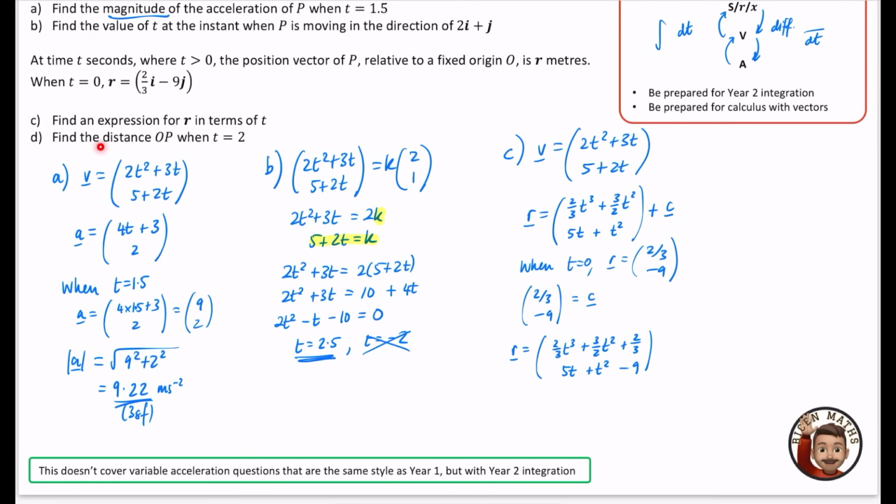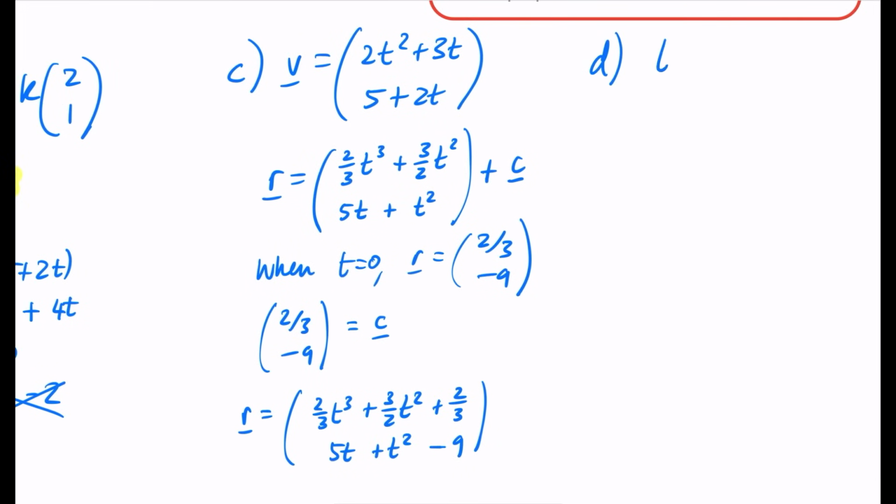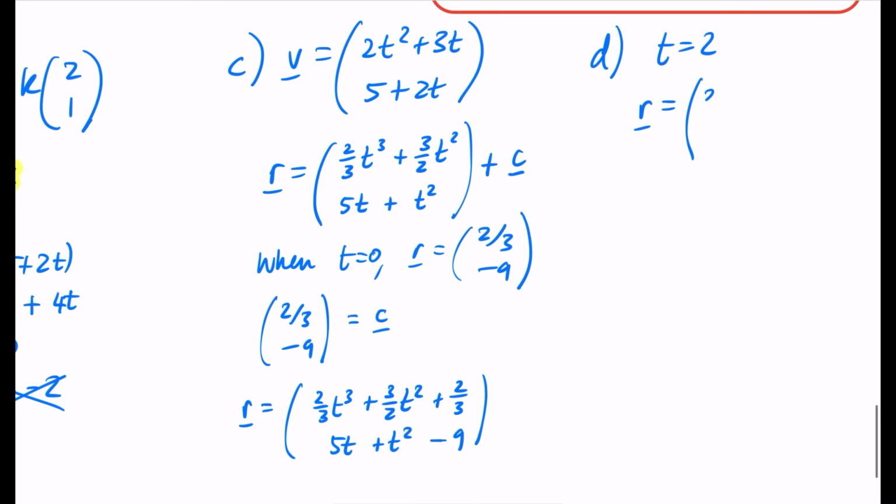We're just going to do the last part, which is to find the distance OP when t is equal to 2. So let's go over to this side of the page, and I'm now just going to say that t is equal to 2. So let's find out where it is when t is equal to 2. I'm literally just going to substitute 2 into all of this. So that's 2/3 times 2 cubed plus 3 over 2 times 2 squared plus 2/3. And then we have 5 times 2 plus 2 squared minus 9.